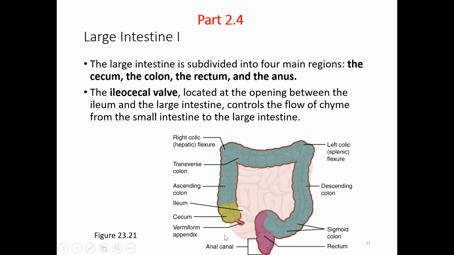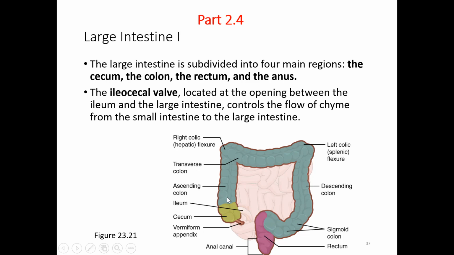Large intestine. The large intestine starts right here where the small intestine ends, at the ileocecal valve. That valve, located right here, controls movement of food from the small intestine into the large intestine. The very first portion of the large intestine is called the cecum. Pay attention that the vermiform appendix is attached to the cecum, and inflammation of that appendix is what is called appendicitis. Then we have the colon, a pretty large portion, the rectum and the anus.